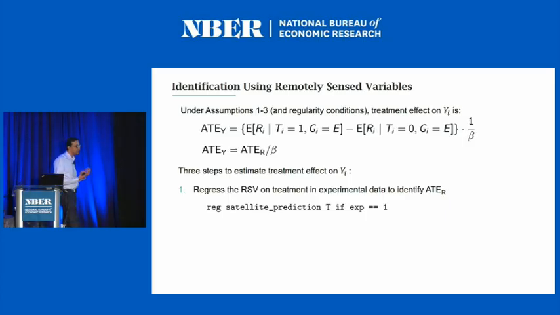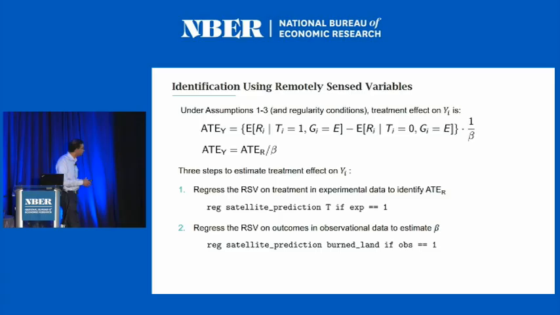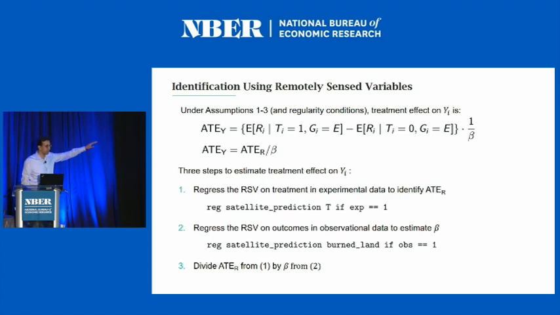So 3 steps to estimate the treatment effect on Y. When you've got one of these remotely sensed variables, first regress that variable, say the satellite prediction, on treatment in the experimental data. That's what people are already doing. That's what Jack et al. do in their paper. Second step, regress that remotely sensed variable on the true outcome in the observational data. So you've got this other sample where you've gone and surveyed a subset of plots. You know if the land was burned or not. You also have the satellite image prediction. So regress R on Y in that observational sample. That gives you an estimate of beta. And then simply divide the coefficient, the ATE on R that you estimated in step 1, by the beta in step 2. And that's going to give you a valid estimate of the treatment effect on Y.